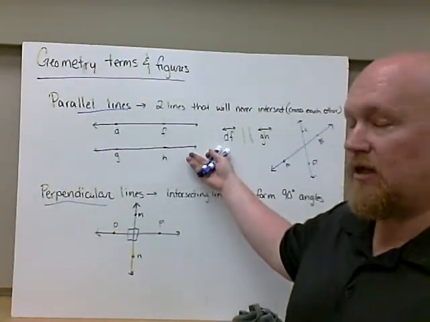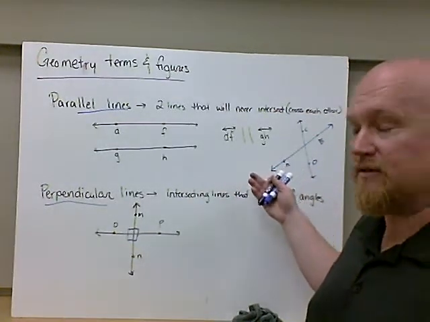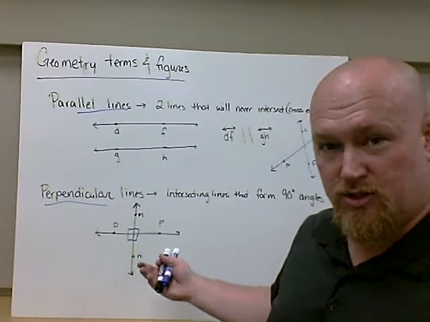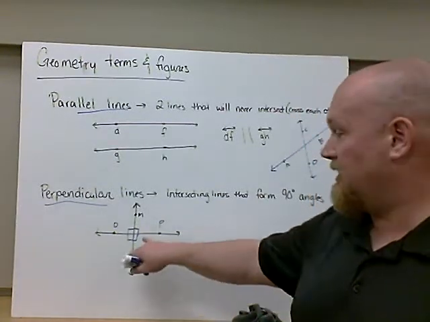So you have parallel lines, which never cross, intersecting lines, which are going to cross in one place, and then perpendicular lines, which are a special set of lines that create 90-degree angles.